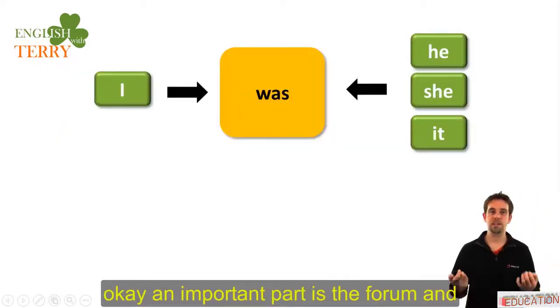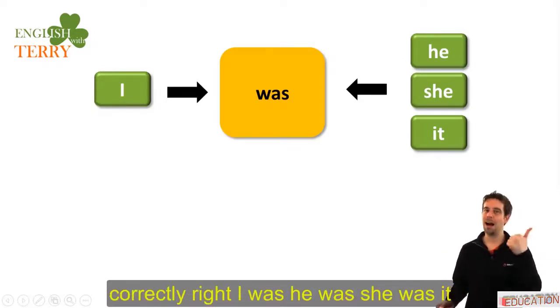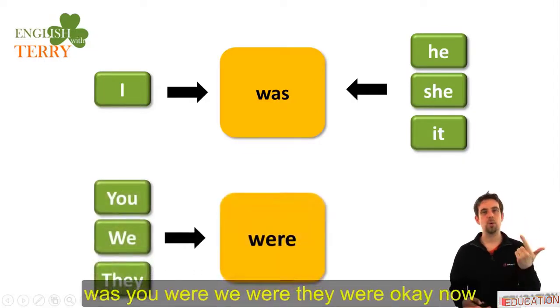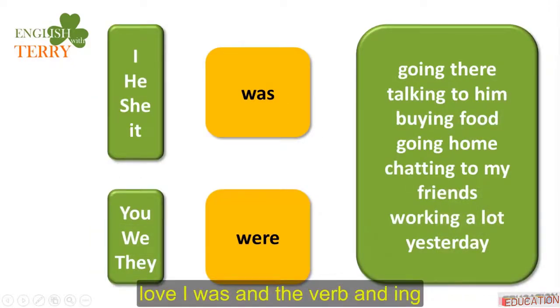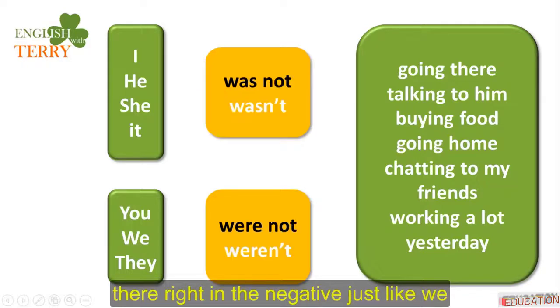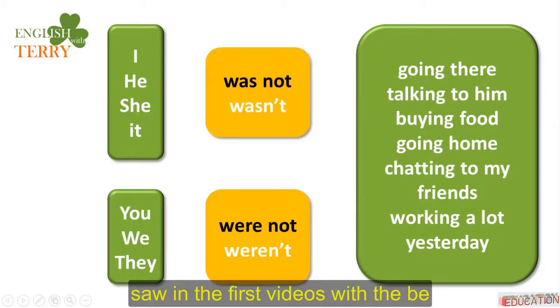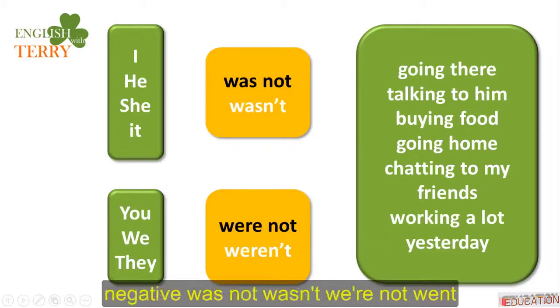The important part is the form, and always know the verb to be in the past correctly, right? I was, he was, she was, it was, you were, we were, they were, okay? Now you can see here, after that, you will have I was and the verb with ing. I was talking to him. You were going there, right? In the negative, just like we saw in the first videos with the be verbs, to be will always take not. So was not, wasn't, were not, weren't, okay?